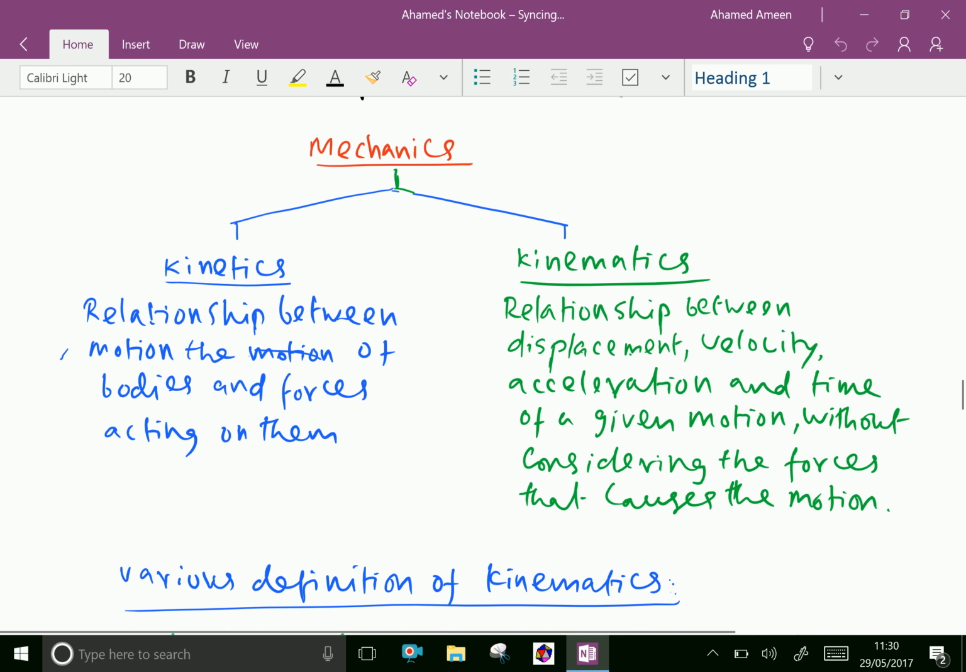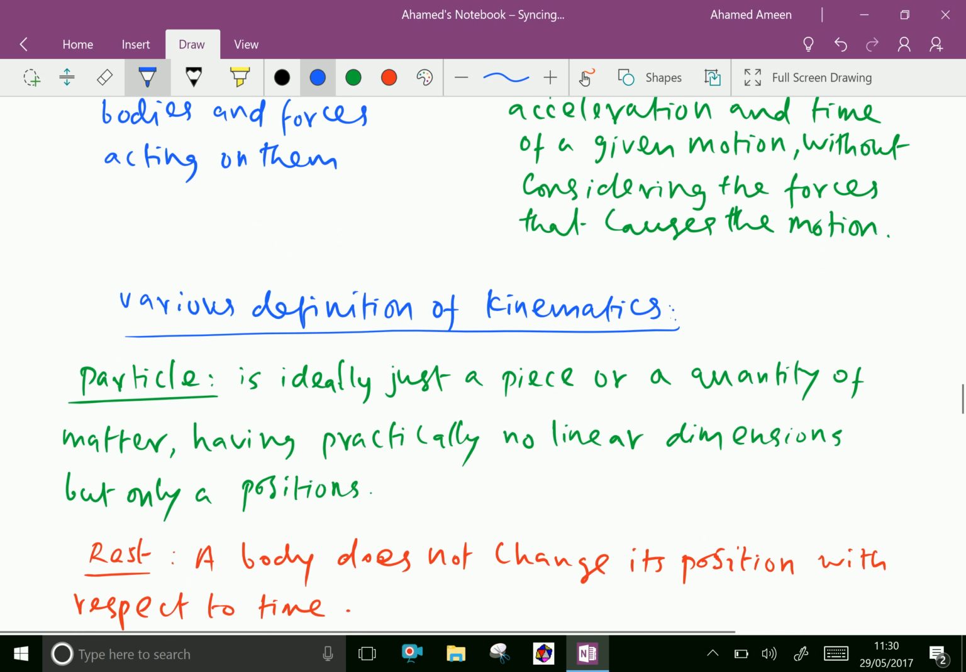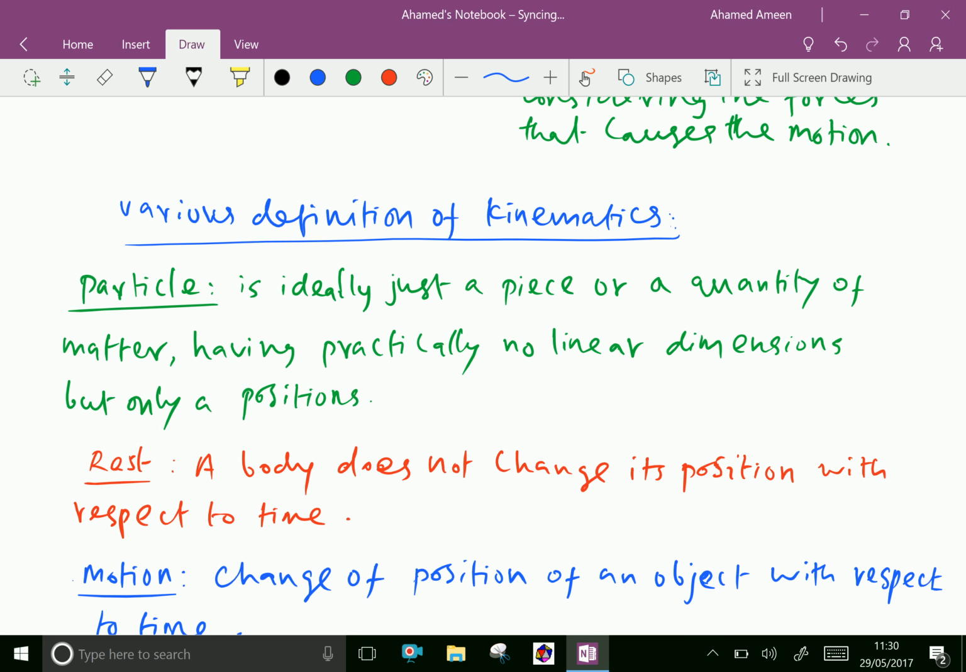In mechanics, there are two main types, kinetics and kinematics. First, kinetics: the relationship between the motion of bodies and forces acting on them. Kinematics is the relationship between the displacement, velocity, acceleration, and time of a given motion without considering the forces that cause the motion.